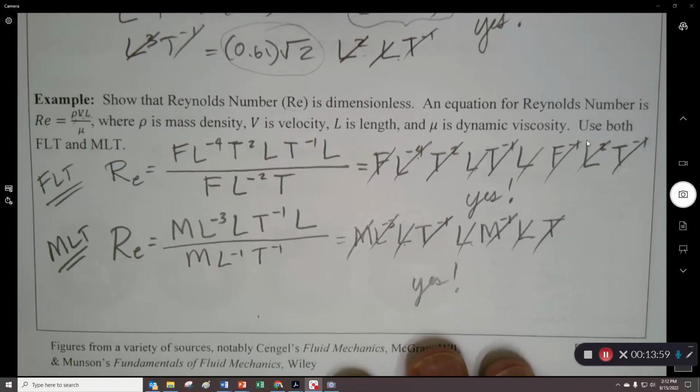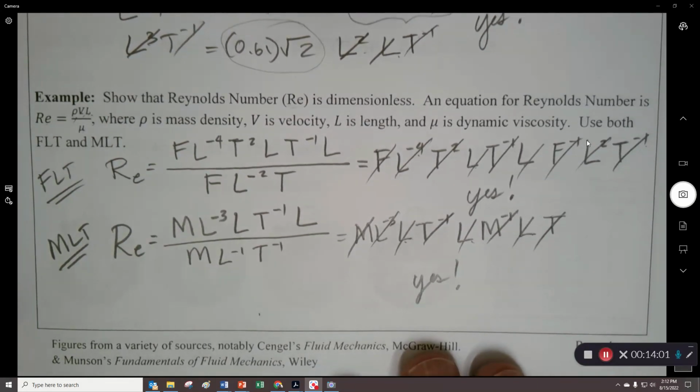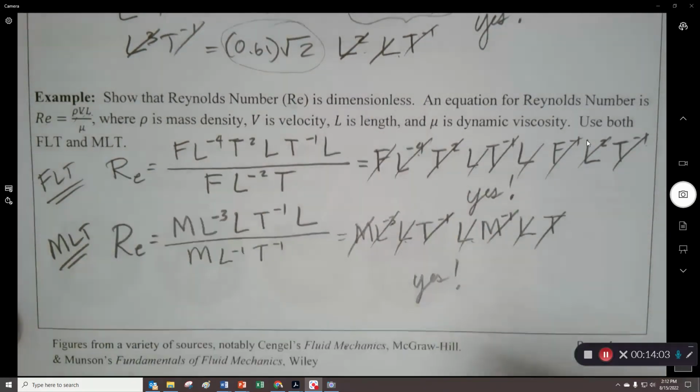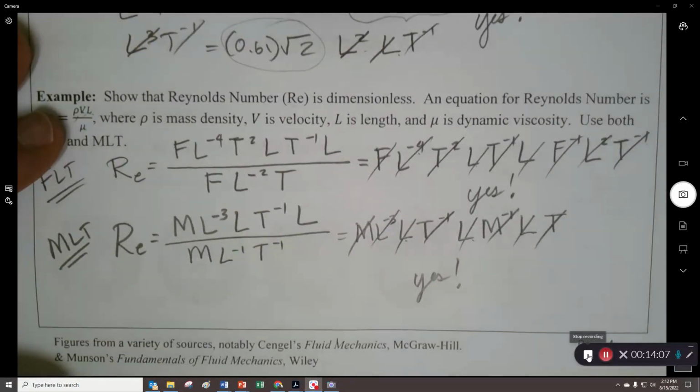And they do it by way of this process called Buckingham pi, and Buckingham pi needs this. So that's the reason why we're learning it. And we are done with video 4.